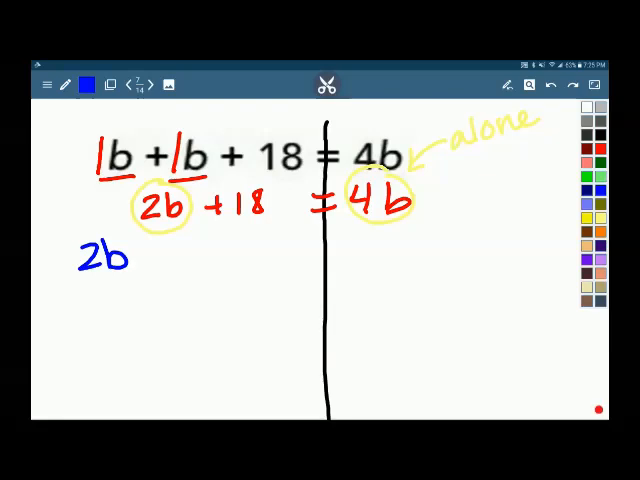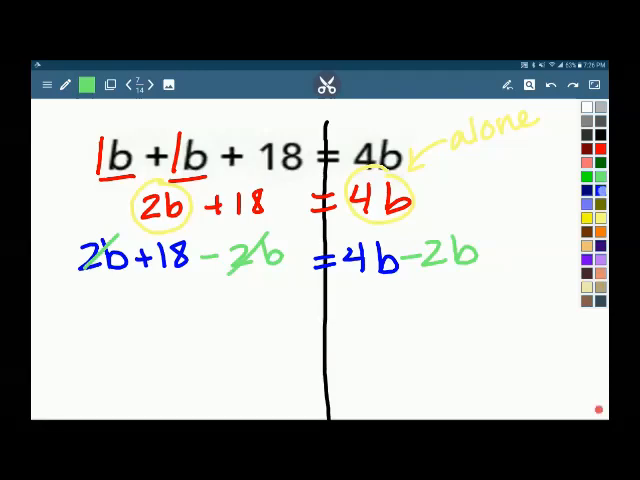So rewrite, only scoot it over, 2b plus 18. Drop your equal sign down, drop down your 4b, and you want to subtract 2b from each side. So now 2b's minus 2b's, that's 0b's, and you're just left with 18. And now you can combine your b's together on the right side. 4b minus 2b is 2b.